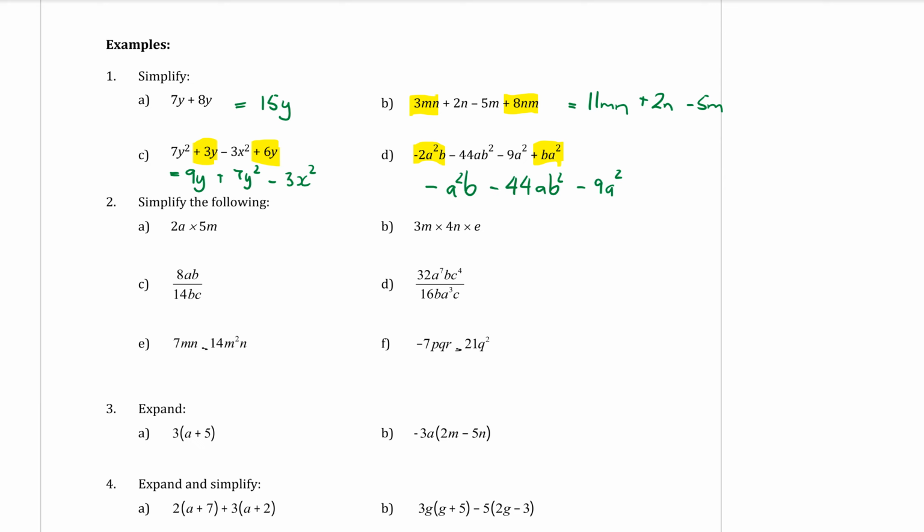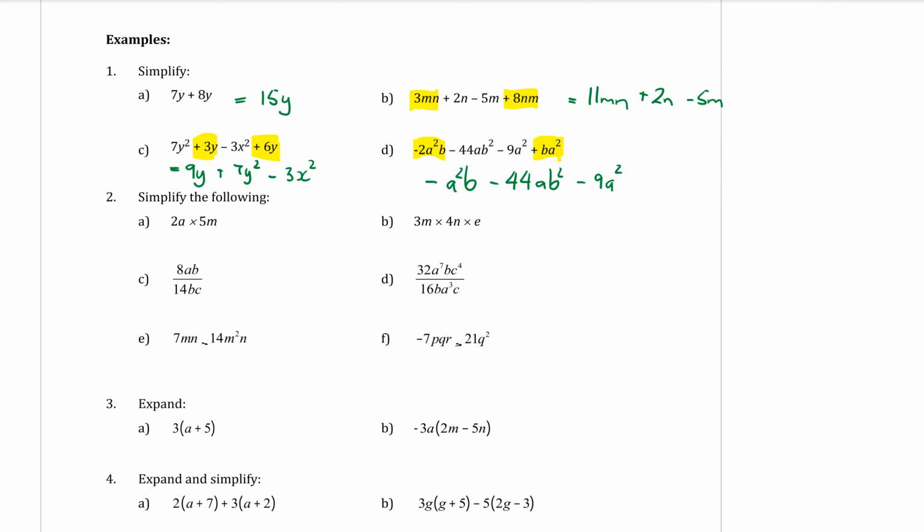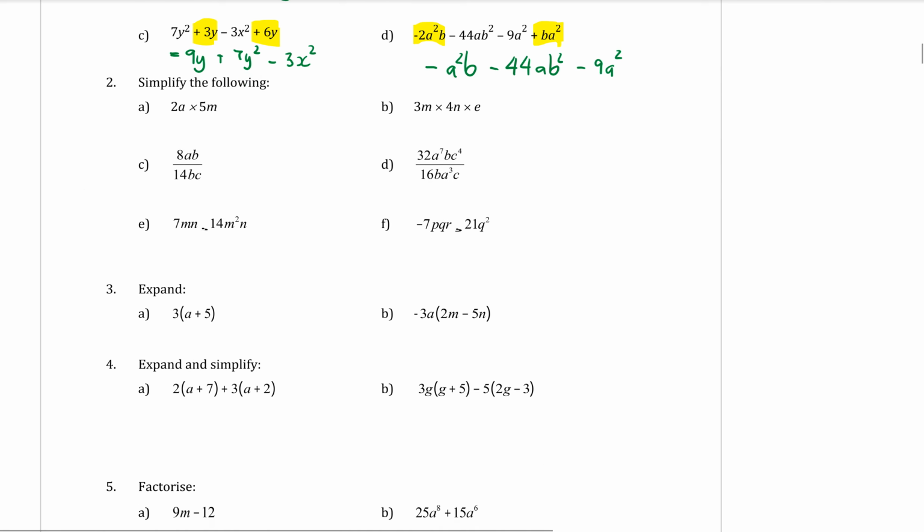Question 2 is going into multiplying and dividing. So we don't have to worry about like terms. All we want to do is multiply the numbers out the front. 2 times 5 is 10. And any letters are going to collect up. So I have an A and an M, so they're going to collect up at the end. That's it. Part B, multiply any numbers out the front. So 3 times 4 is 12. And all the letters are going to collect up. So I have an M, an N, and an E, or you can put them in a different order, but as long as those 3 letters are all there.